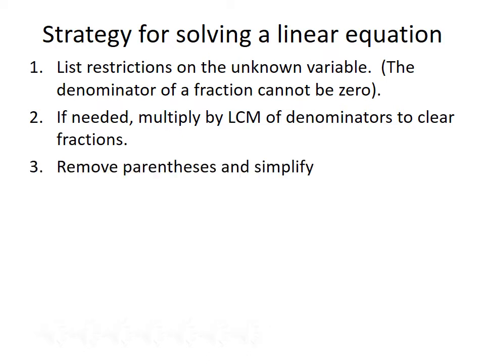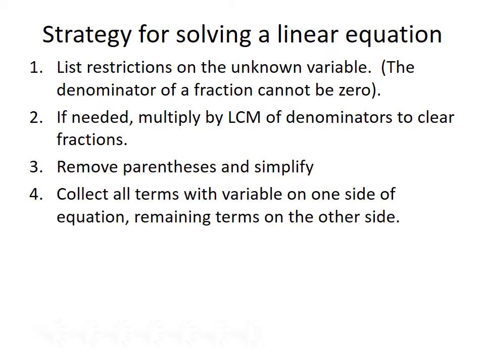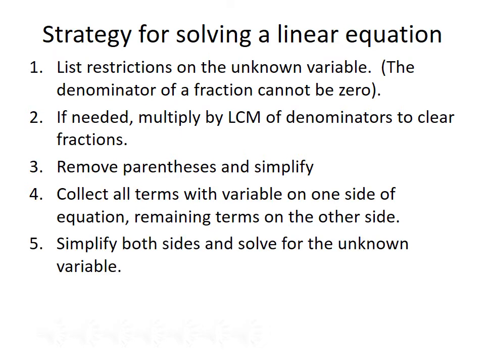Next, we remove parentheses and simplify both sides of the equation. Then, using addition and subtraction, we want to collect all terms with the variable on one side of the equation, and all of the terms that don't have the variable on the other side. Fifth step is we want to simplify both sides of the equation, and then solve for the unknown variable, usually using multiplication or division. Finally, once you have a solution, you want to plug it back into the equation and check to make sure that your solution is correct.